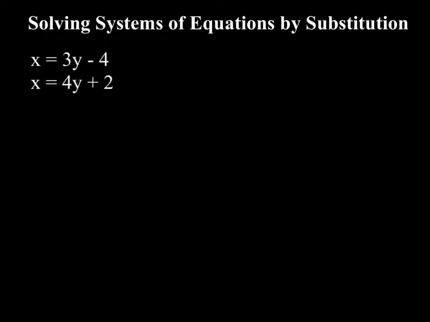Now, in my directions there, I did say it's possible that both equations could be solved for x instead of both being solved for y. And here's a case where we have x equals something and x equals something. The process would still be the same. We're going to set both equations equal to each other. So we start off by doing 3y minus 4 is equal to 4y plus 2.